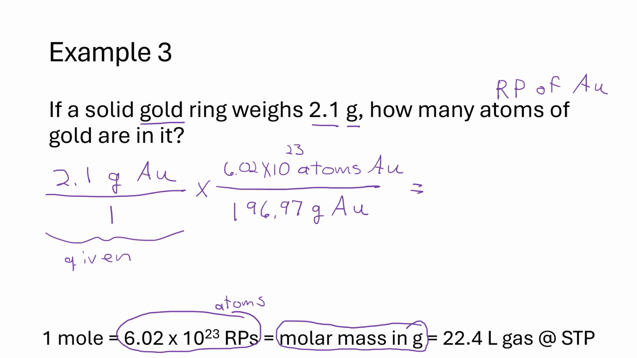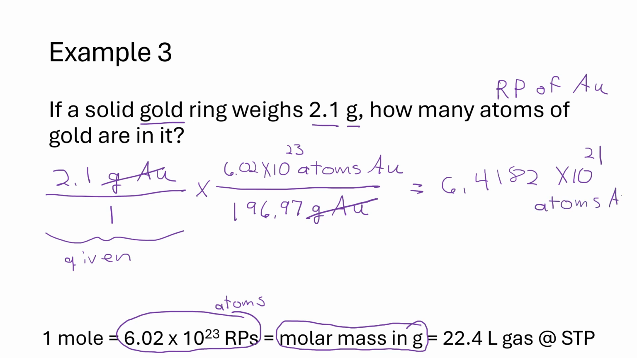So now we're going to have 2.1 times 6.02 EE23 divided by 196.97. And that's going to give us 6.4182 and a bunch of other digits times 10 to the 21st. For our units, grams of gold cancel out with grams of gold. That's going to leave us just atoms of gold for our unit.